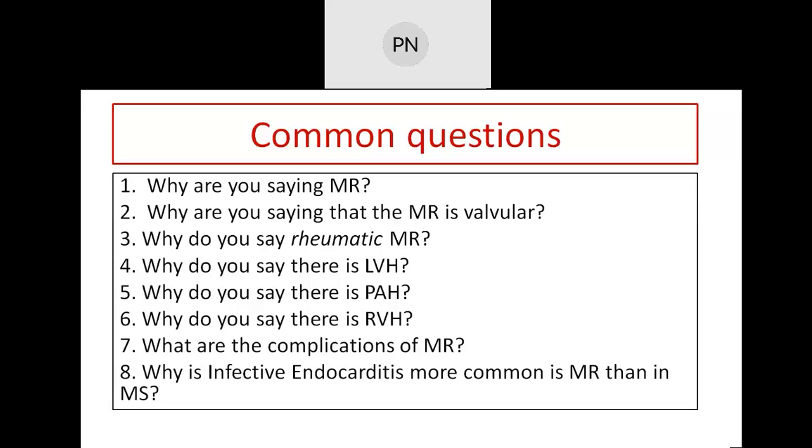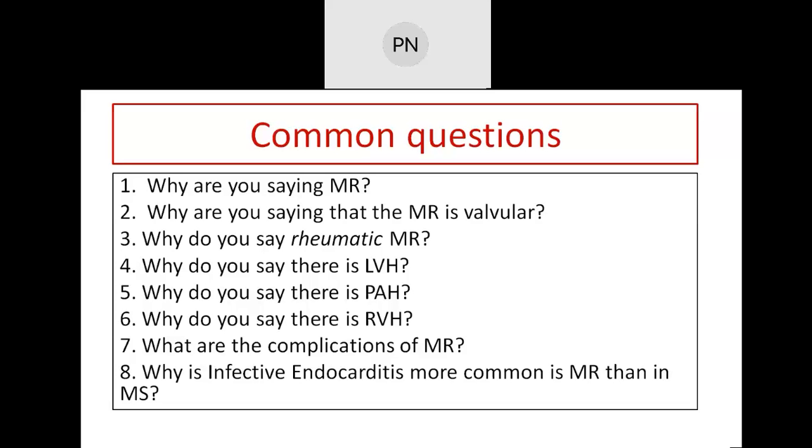Very good. Why do you say there is pulmonary arterial hypertension? Palpable P2 and loud P2. Very good. Why do you say there is right ventricular hypertrophy? Left lower parasternal heave and epigastric impulse. Very good. And also the apex may be outwards. But in this case, there is a combination of the two, so you should not comment on that.